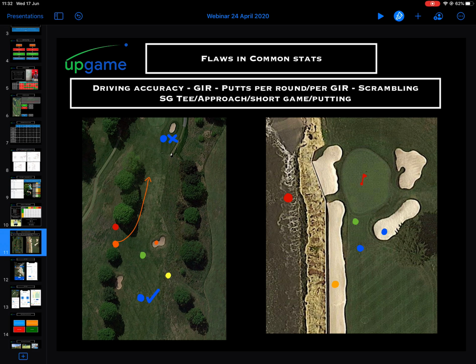Another drive, Rory McIlroy has hit one 350 yards to that top blue dot, but it's rolled a yard off the fairway into the rough. Driving accuracy would give him a cross for that and say, no, that's not a good drive. I think everyone knows that that top blue dot is a lot better position than that bottom blue dot.